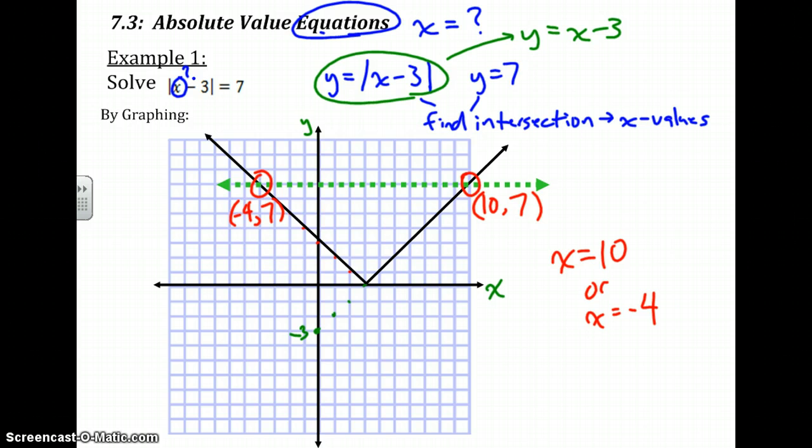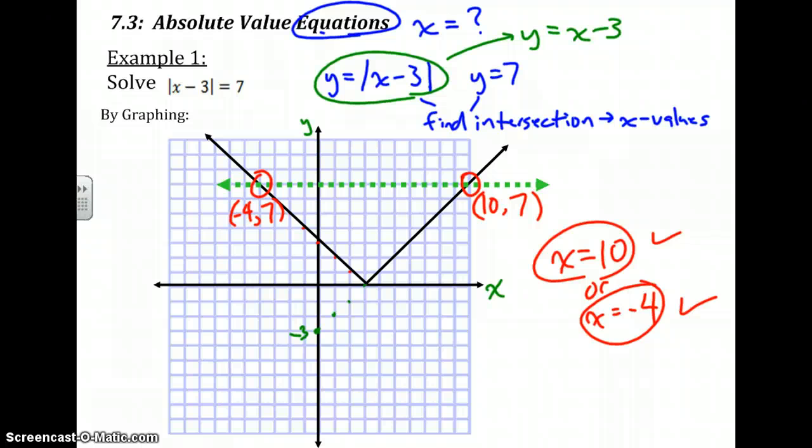We could put those into the equation and just verify. If this is 10, is that true? 10 minus 3 is 7, and the absolute value of 7 is 7. Yep, that one works. And -4, take away 3 is -7, and the absolute value of -7 is 7. Yeah, that works. So that's one way of doing this. Probably not the easiest way, but it's one way of doing it.